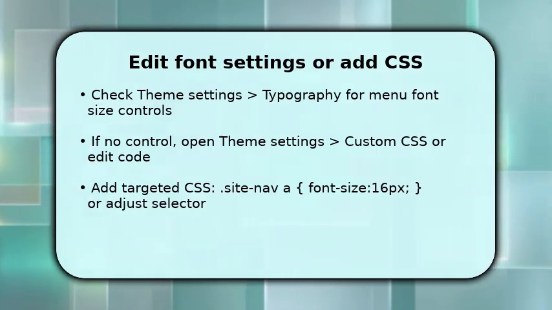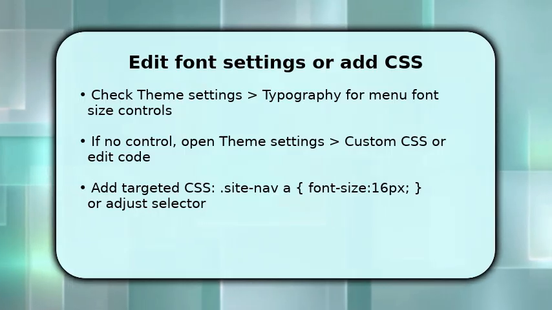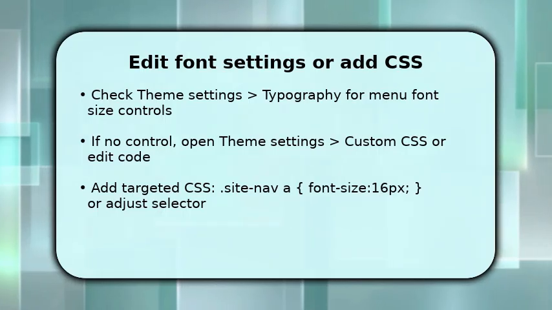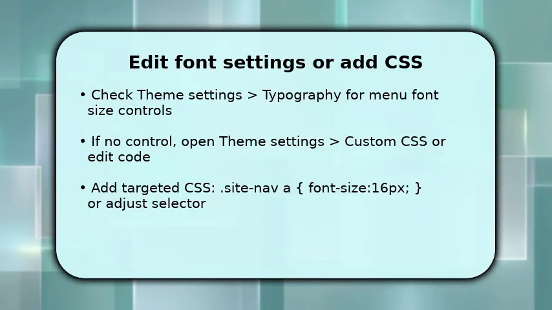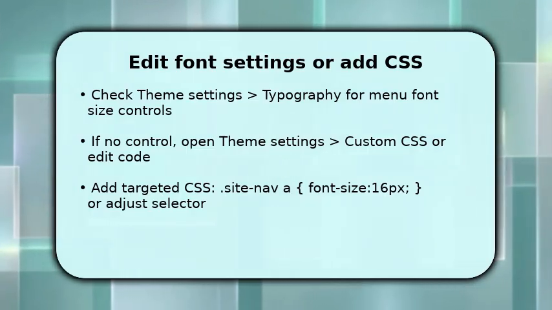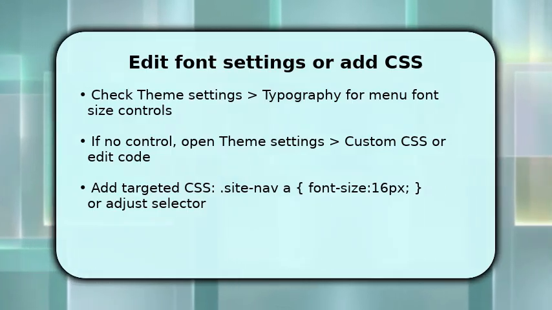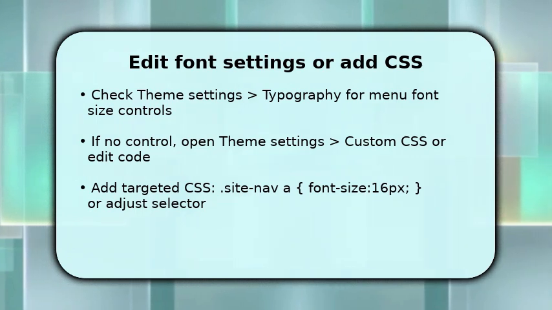If the theme lacks a control, make the change with Custom CSS, either in the Theme Settings Custom CSS field or by editing Assets/Theme.scss.liquid or Theme.css. Add a targeted rule such as .site-nav a { font-size: 16px; line-height: 1.2; } and save. You do this to avoid global side effects and keep the change scope to navigation links.